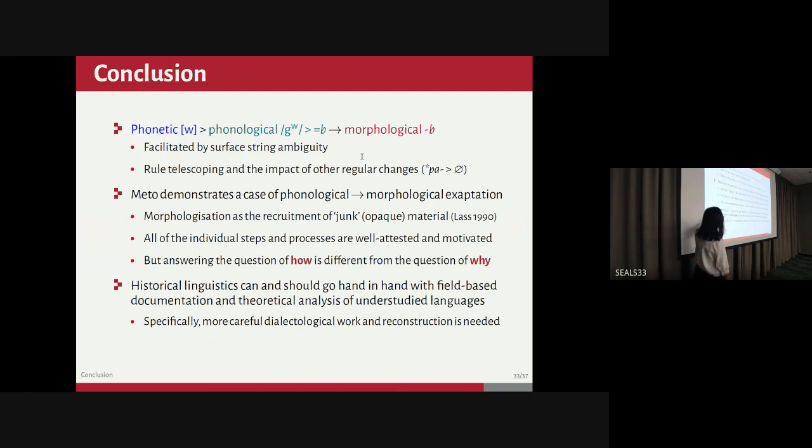And the last slide I had, answering the question of how exactly this happened is different from answering why. Why just B? Why this moment in time? Why not L or J? And this is just a bigger theoretical point about the importance of supplementing historical linguistics with field-based documentation and theoretical analysis as well. Thank you very much.